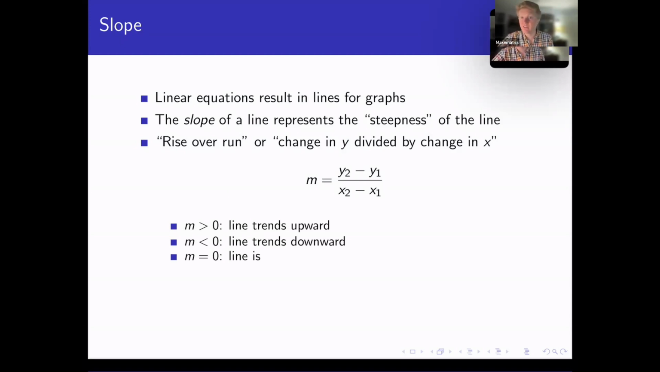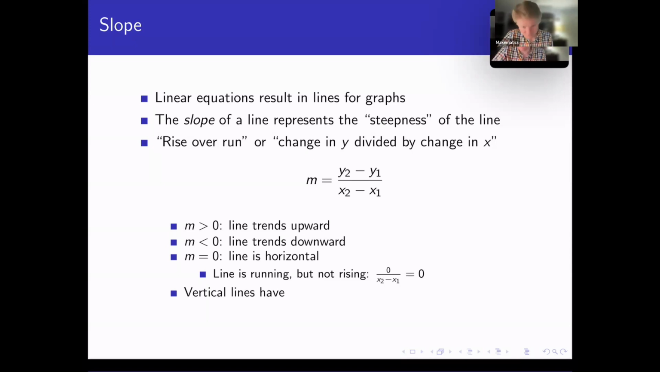If you have m equals 0, your line is horizontal. So if that's the case, it means the line is running, but it's not rising. If it's horizontal, the y value doesn't change. Well, 0 divided by anything is just going to be 0. So m equals 0 are horizontal lines.